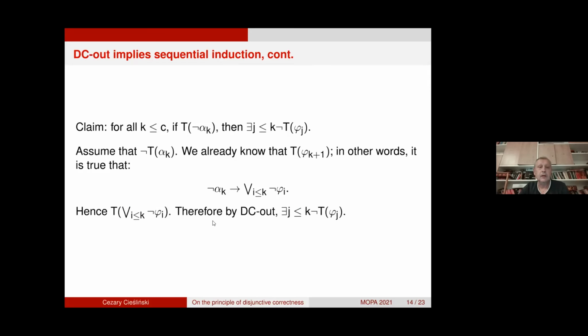And this will be really quick. If one of the alphas is false, then one of the phi sentences must also be false. So assume that alpha k is false, and we already know that all phi k's are true. So in particular, phi k plus 1 is true. But phi k plus 1 looks like that. It's an implication. This is true, and we have the antecedent. Therefore, the disjunction is true, and now we employ this. There is a false disjunct, which was exactly our task to obtain. So this ends the proof.